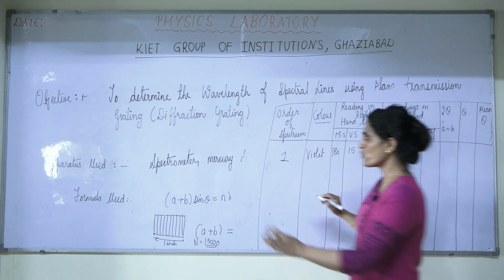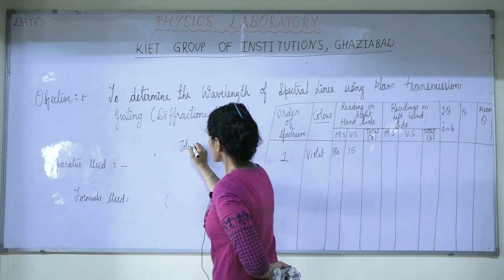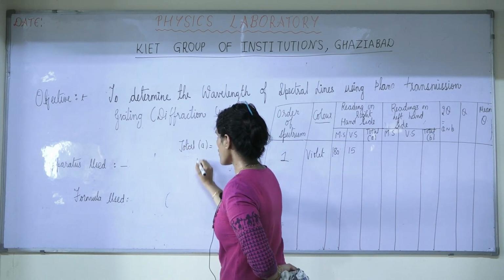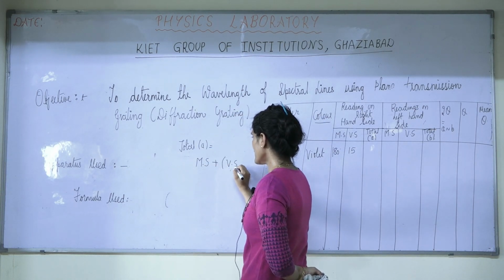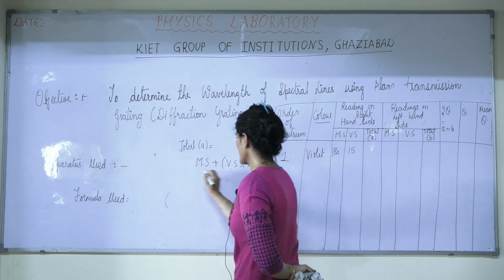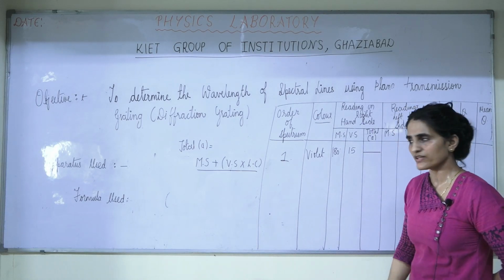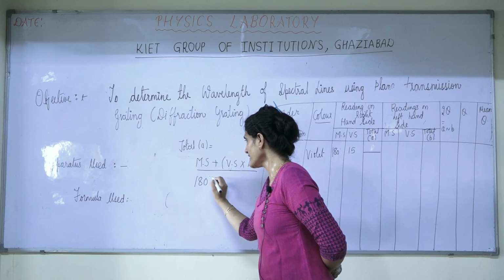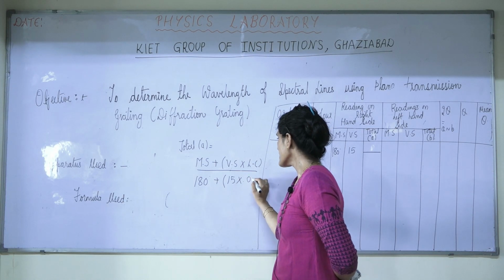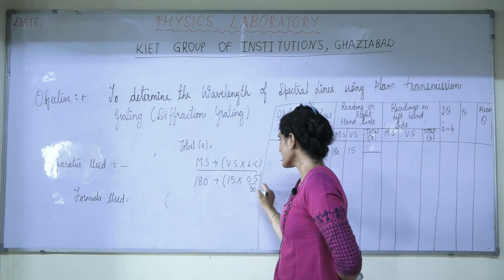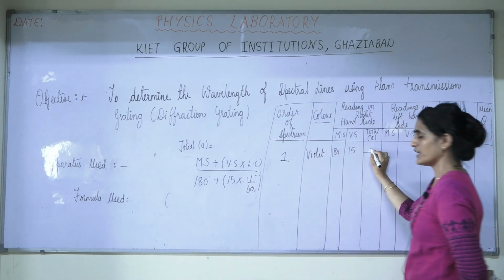So how will I write my total A? In order to write down the total A, we always write it as the main scale reading plus the vernier scale reading into the least count. By using this method, we write down the value of total A. That is, the main scale is 180 degree, the vernier scale is the 15th division, and the least count I was getting is 0.5 divided by 30, that is 1 by 60. In this way I will write my total A over here.